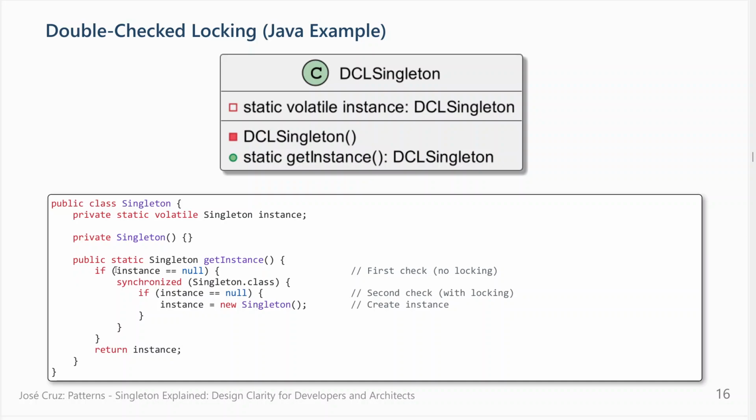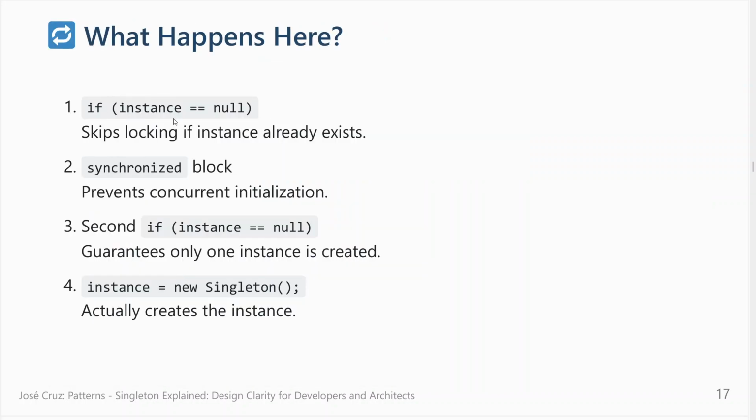But there are some issues here on this instance equals null and the way Java generates the code. And that's why we have to use this word here, volatile. I will explain in a moment what it means. But first understand what is the advantage of this one over the other one. The threads don't wait when they call getInstance if the instance already exists, because it will be different than null. So what happens here? If instance equals null, it skips locking if it already exists. That's one of the big advantages.